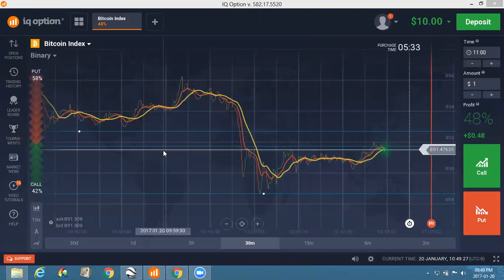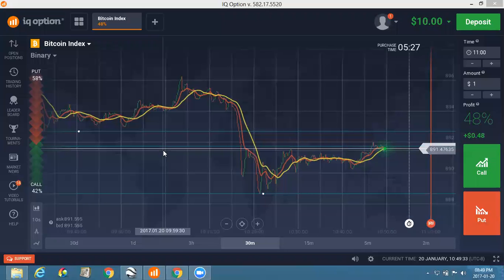I said the first step is a crossover. Second step, the moving averages are supposed to face the direction you'd like to take.